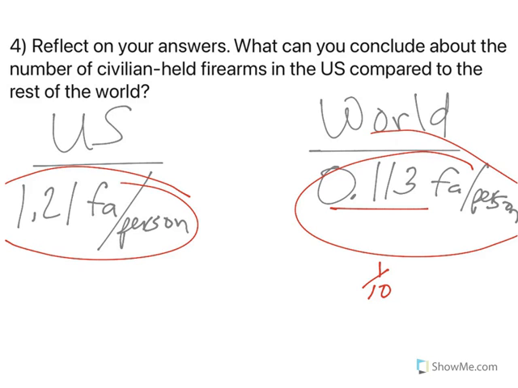Whereas in the U.S., everybody has more than one, right? This would be like 1.2 over 1 or 12 over 10. That's very, very different when you think about the number of firearms, right? In the U.S., we just have way more per person and way more overall. So we have like more than 10 times the world average when it comes to firearms per capita. That's just a lot.